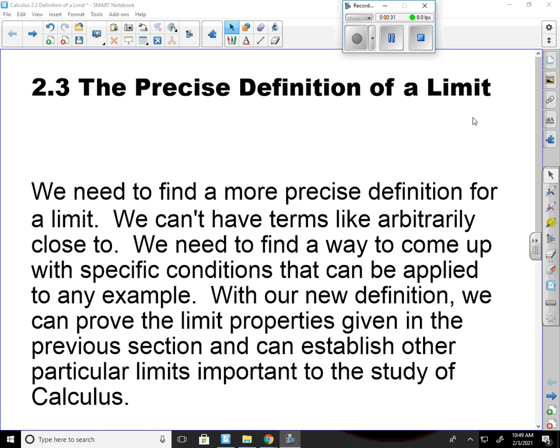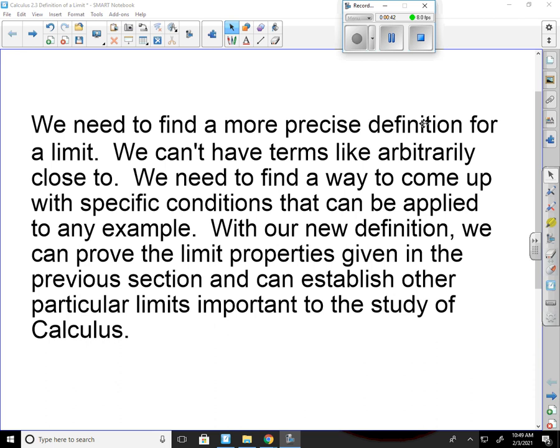So with our new definition, we're going to prove that the limit properties given in the previous section are true. We can establish other particular limits important to the study of calculus.